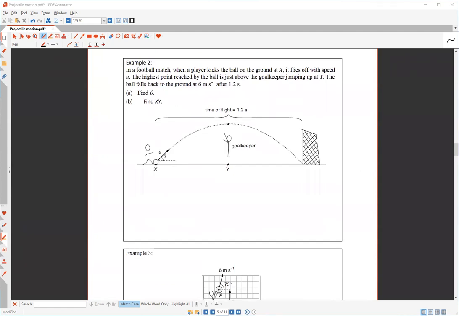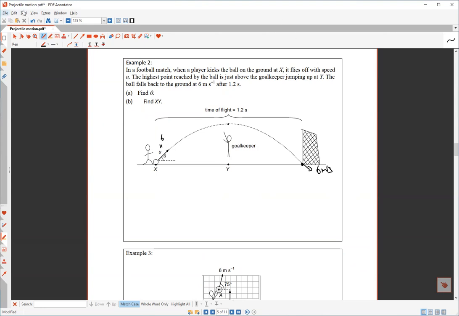So let's do something simple first. This one, example 2: find the time, find the angle theta and also XY. So 1.2 is the time of flight. It falls back to the ground at the speed of 6 meters per second here. So that means the initial velocity is also 6.